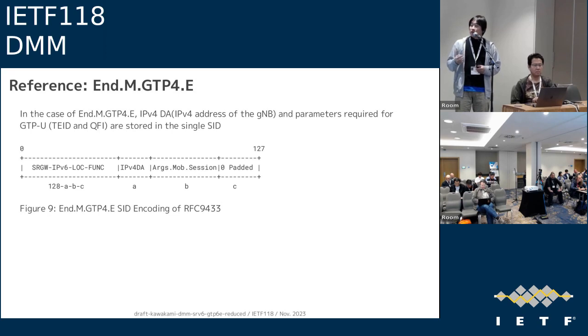Before moving to this behavior, let's recap the MGTP4E behavior. In this behavior, we need to know the IPv4 address of the gNodeB, so we store this IP address in the SID. It carries the IPv4 address of the gNodeB, and we also need the Args.Mob.Session, which is used for restoring the QFI and the TEID. So we can utilize all 128 bits of the IPv6 address, and we have enough bit space to store the IPv4 address and the Args.Mob.Session.